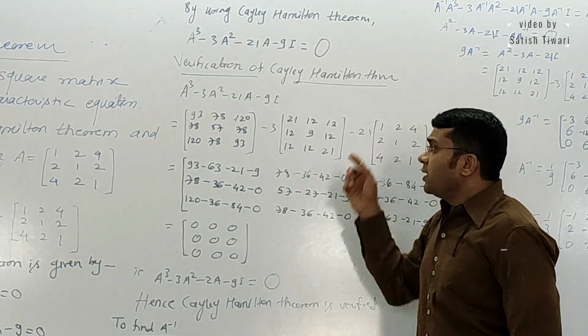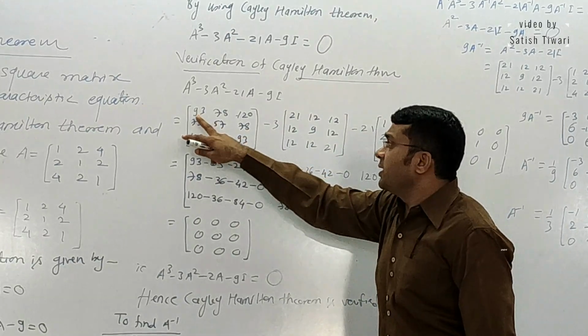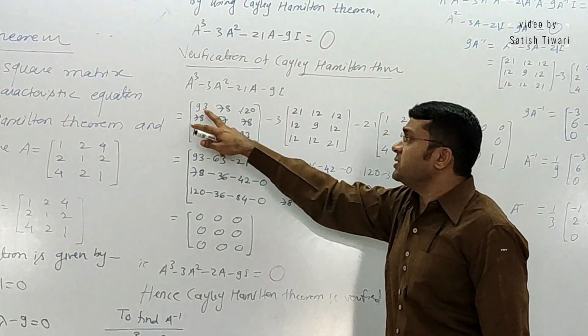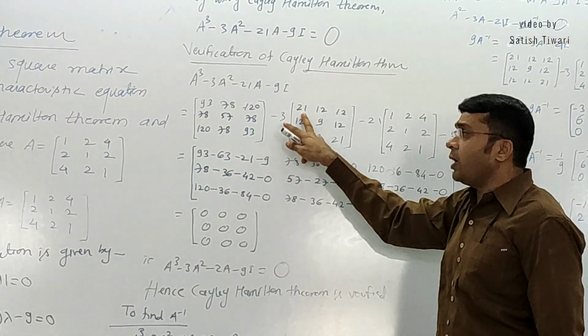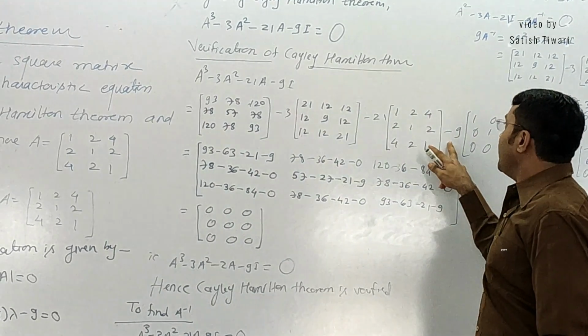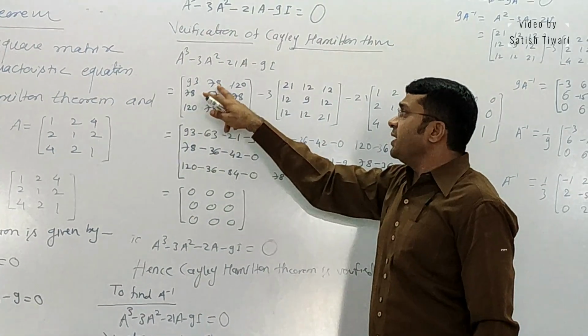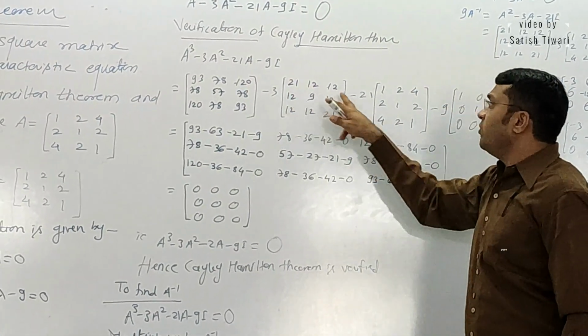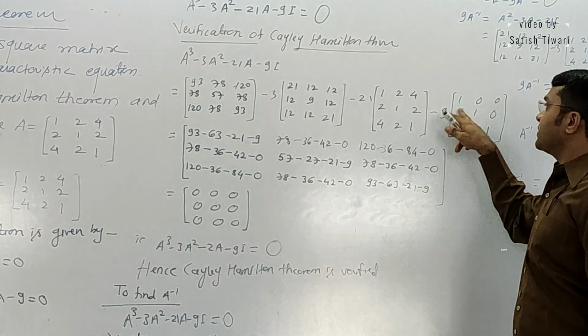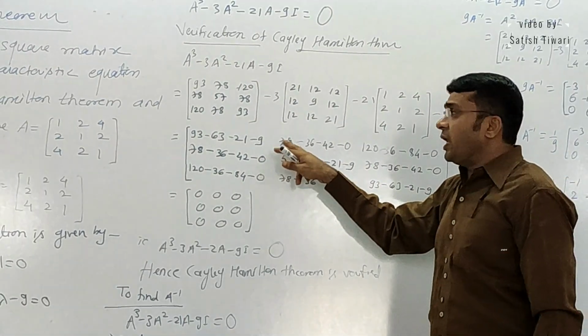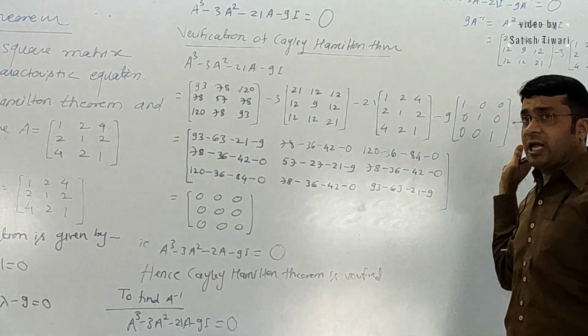Now compute the calculation. We do the addition and the subtraction of the matrices. 93 minus 3 into 21 minus 20 into 1 minus 9 into 1. This gives the first element of the matrix. 78 minus 3 into 12 minus 21 into 2 minus 9 into 0. The second element. So likewise you have to calculate all the 9 elements.